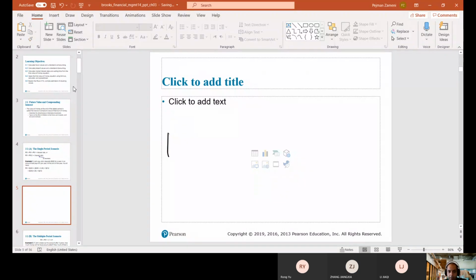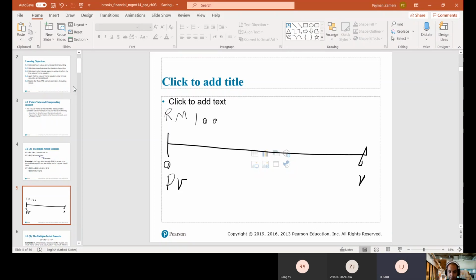I'm gonna draw something here. I'm sorry for my drawing, forgive me, because it's my first time trying to draw something. It's not really great. If we call it 0, it means this here is the present time, and any value here is called present value. For example, if I have 100 ringgit in my pocket right now, I want to know how much it's going to grow after a year.